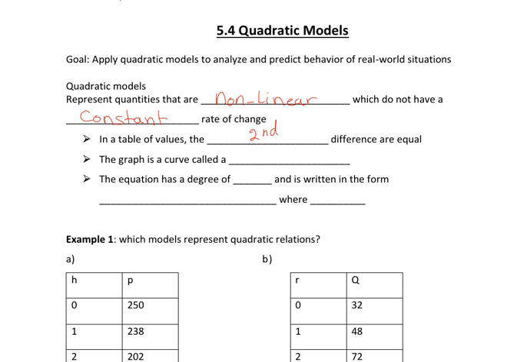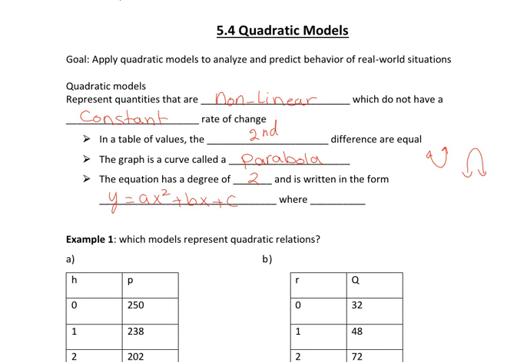What do we call the curve of a quadratic function? A parabola. So it's going to look like this, right? Or it's going to look like this. Now, if you're looking at the equation, it has a degree of 2. And in standard form, it's going to be y equals ax squared plus bx plus c.